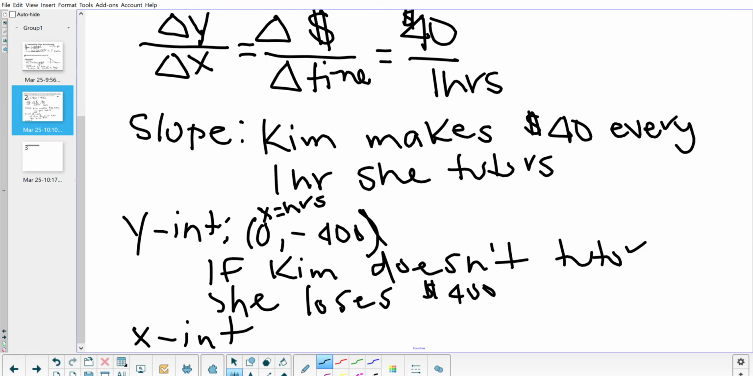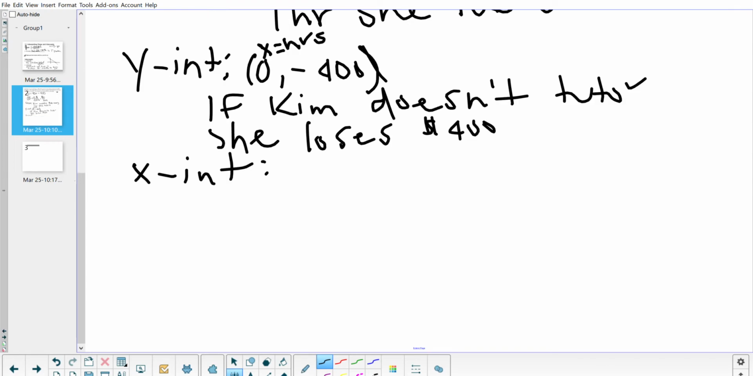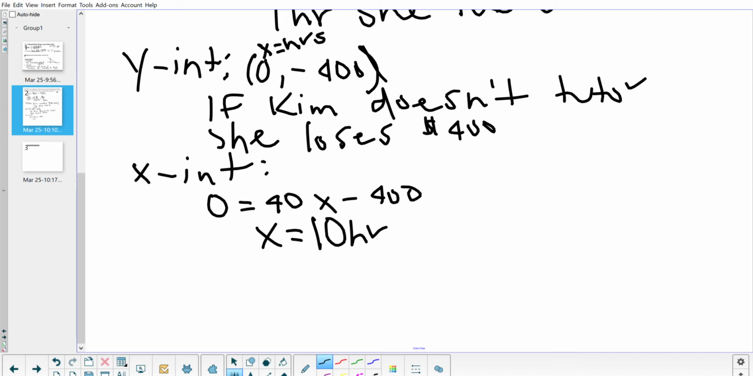The x-intercept is when y is equal to 0. So that would mean we have 0 equals 40x minus 400. If we solve for that, we'd add 400 over, divide by 40. x is equal to 10 hours. Then I want you to pause the video and think about what that means.